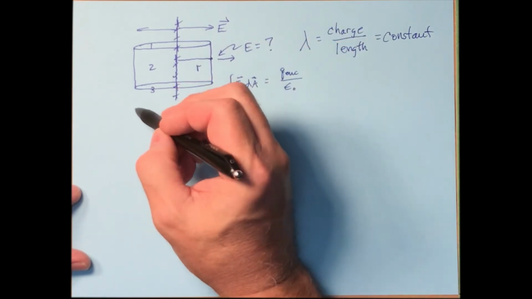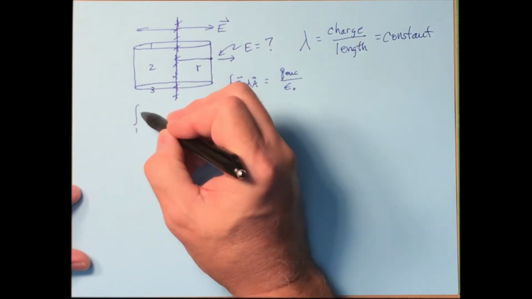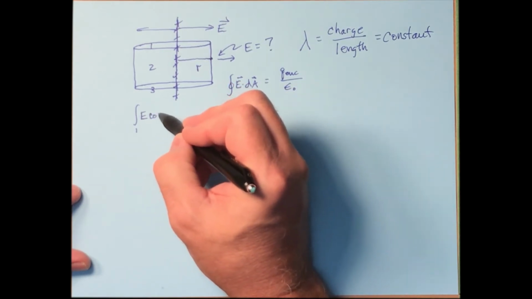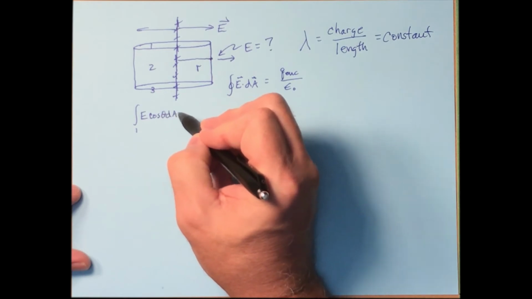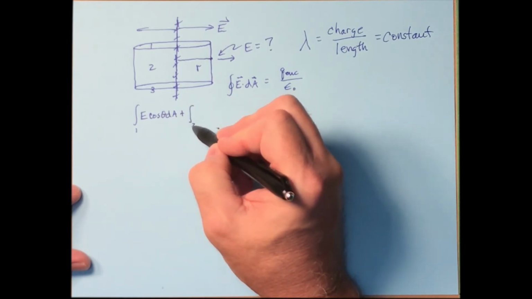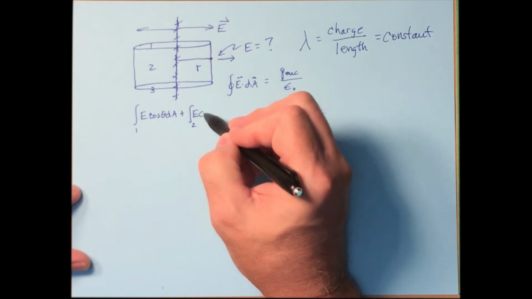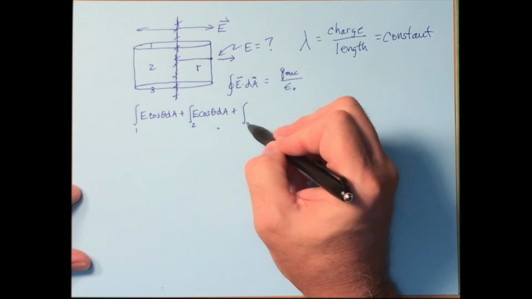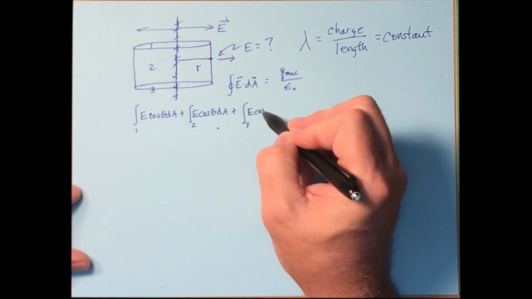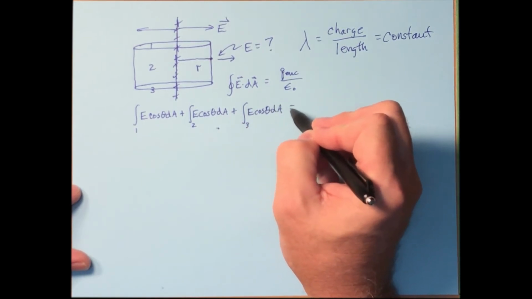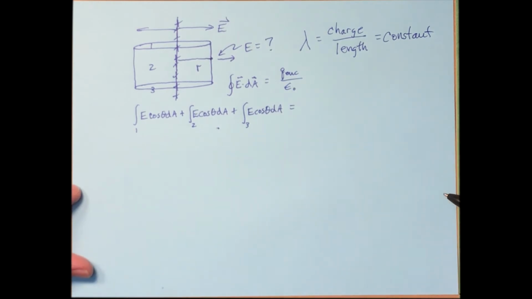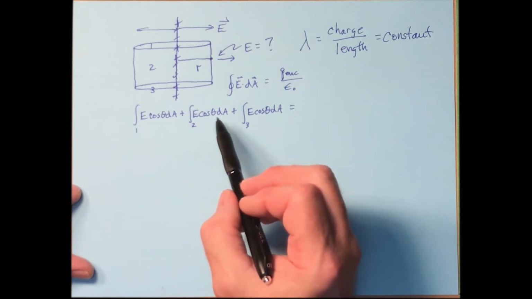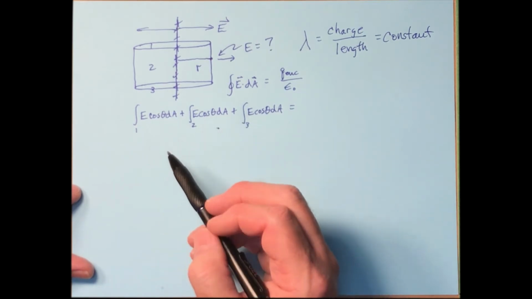So this closed integral becomes the integral over region 1 of E cosine theta dA, plus the integral over area 2 of E cosine theta dA, plus the integral over area 3 of E cosine theta dA, and it's equal to what's on the right hand side. Let's go ahead and break up the dot product in this step as well. We'll deal with the right hand side here in a little bit. All right, for each one of these we need to perform the integration.